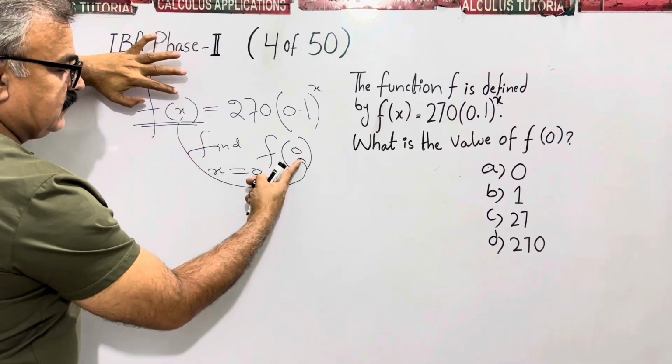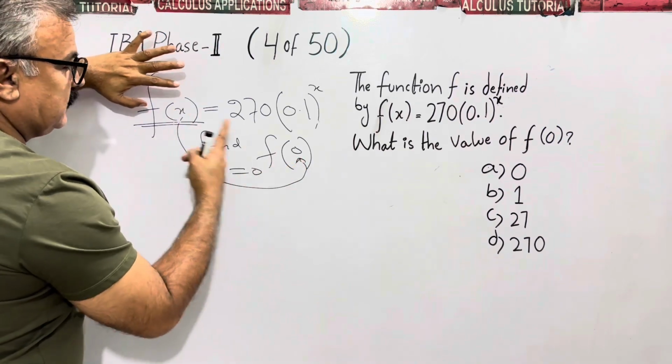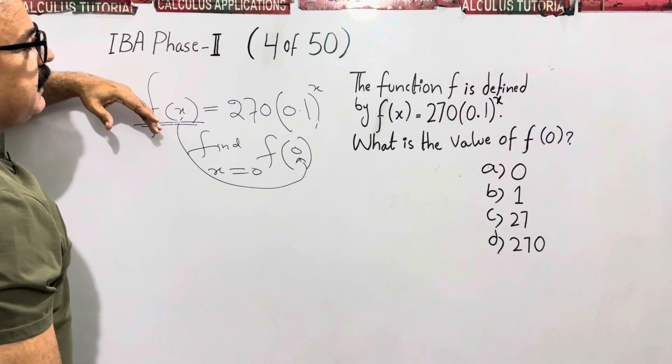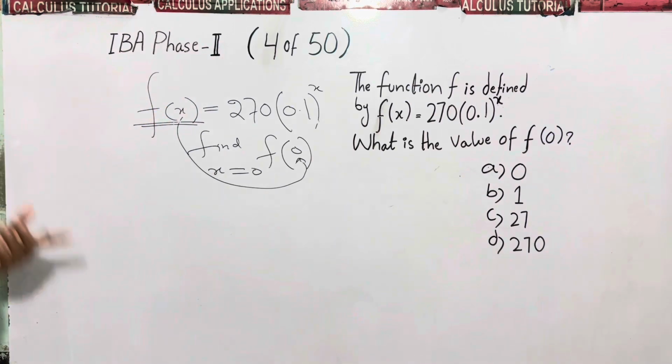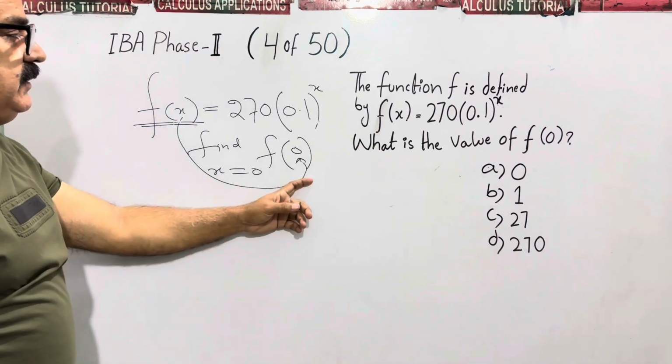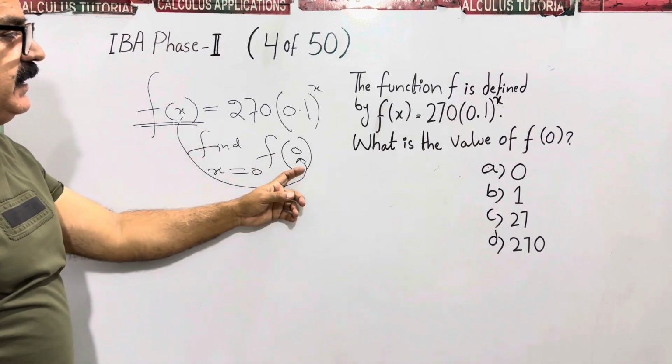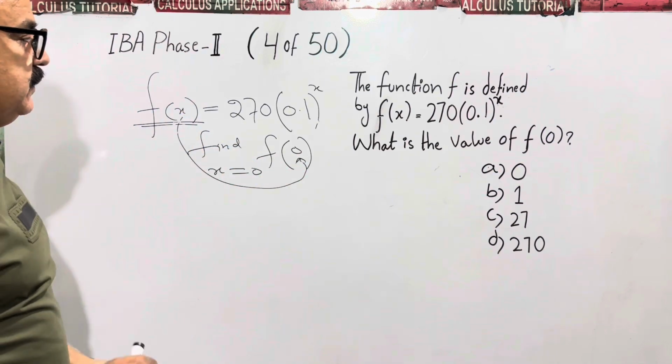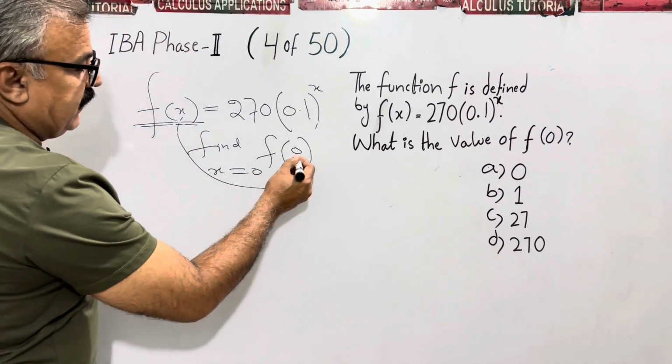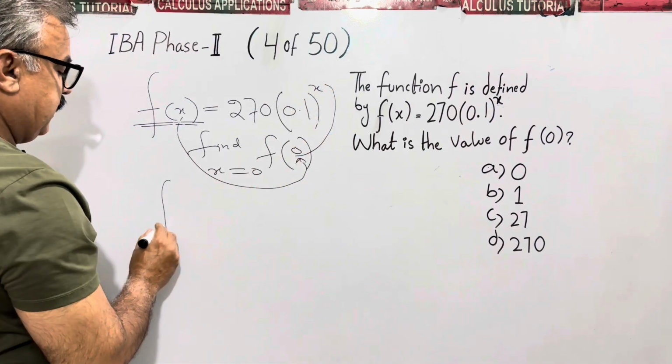If we compare f of x and f of 0, it means x is equal to 0. Or more mathematically, find the function value at x is equal to 0. Plug in 0 instead of x. So we have f of 0.